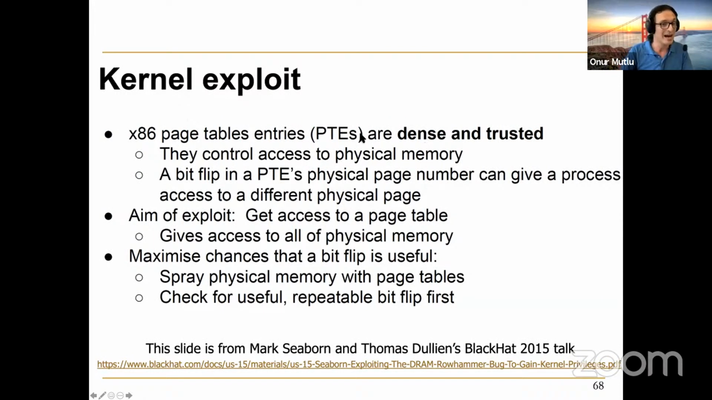So as you know now, x86 page table entries are dense and trusted. They control access to physical memory. A bit flip in a page table's physical page number can give a process access to a different physical page. Now you can appreciate that, right? If you change the physical page number with a bit flip, you can gain access to a completely different page. Right? So the aim of the exploit they developed was to get access to a page table.